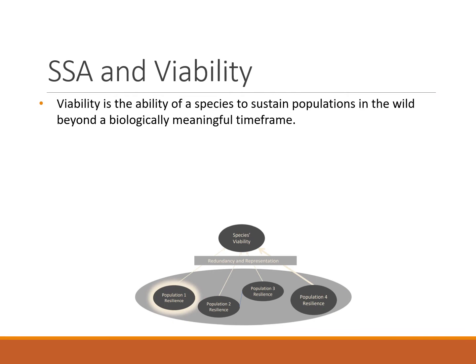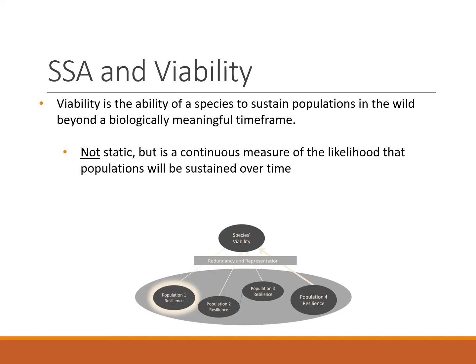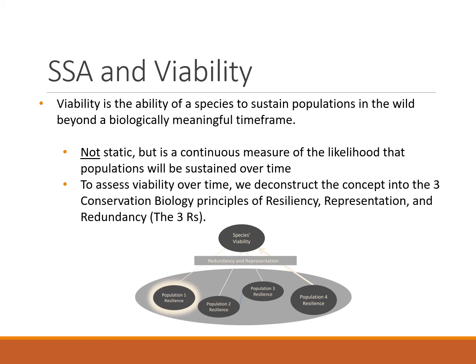We define viability as the ability of the species to sustain populations in the wild beyond a biologically meaningful time frame. It's important to remember this is not a static concept. It's a continuous measure of the likelihood that the populations will be sustained over time. And in order to assess the viability over time, we deconstruct the viability concept into what we are calling the 3 R's. So these are the conservation biology principles of resiliency, representation, and redundancy, which I'm going to review right now.